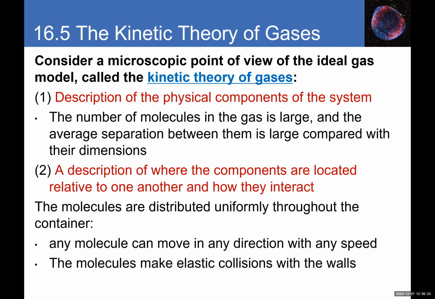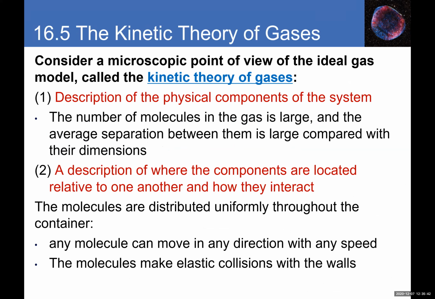All right, so the last section in this chapter talks about the kinetic theory of gases. In this case, we're going to consider the kinetic theory of gases, which is generally really complicated and very statistical. So we're going to make some simplifications and assumptions here. This one basically represents a description of the physical components of a system. So the number of molecules in the gas is large, and the average separation between them is large compared with their dimensions.